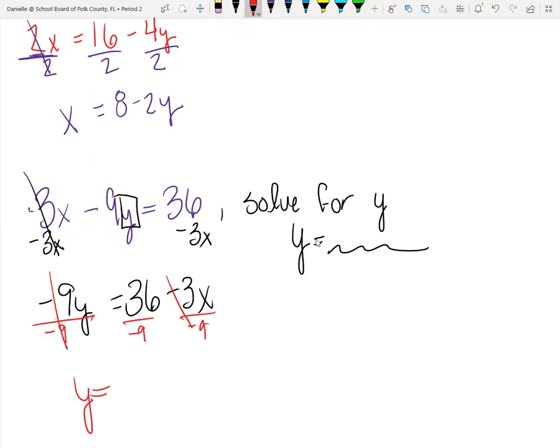y equals, what is 36 divided by 9? 36 divided by 9 gives us 4, does it not? And it is negative, so we get negative 4. We said this became a positive. What is 3 divided by 9? That's going to reduce to 1/3 x.